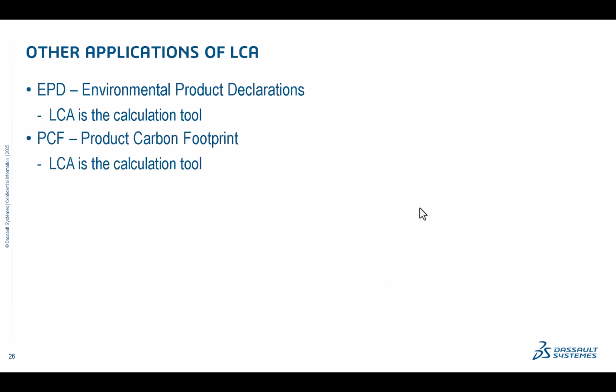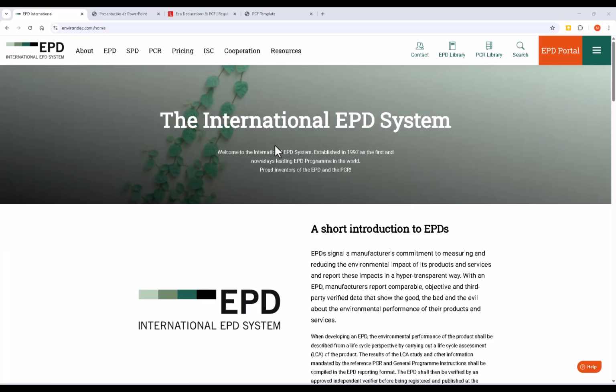There are other applications for life cycle assessments. One is the development of environmental product declarations. Many of you may be required to produce EPDs for your products. And life cycle assessment is the calculation tool used to understand the environmental impacts of your product. Another example is product carbon footprint. And again, life cycle assessment is the calculation tool to define a product carbon footprint. Let's look at some examples of environmental product declarations and product carbon footprints.